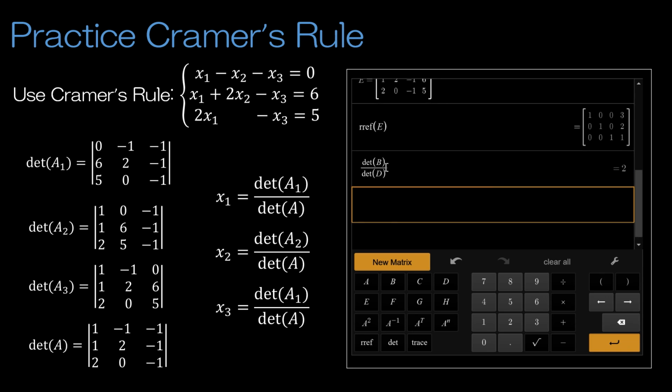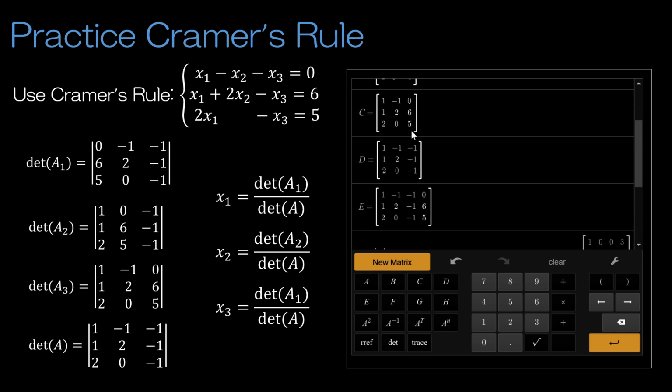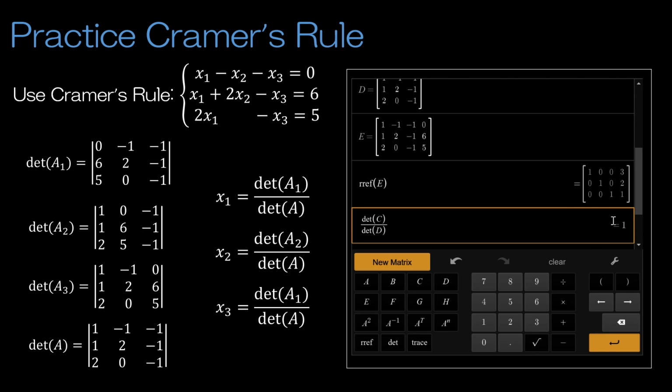And then I can do the same thing for x3, which is C. C was replacing the final column with 0, 6, 5. And then I find the answer is 1. So Cramer's rule and just row reducing give me the same solution of 3, 2, 1.